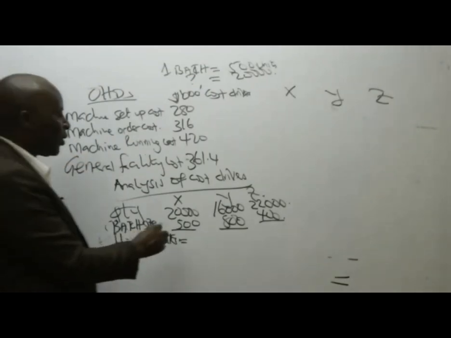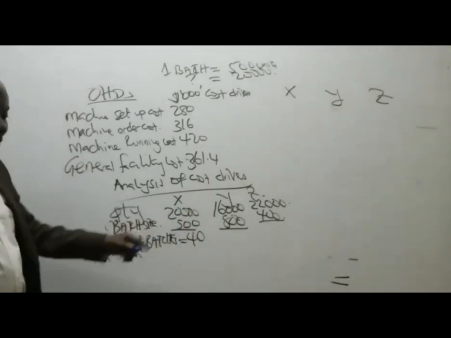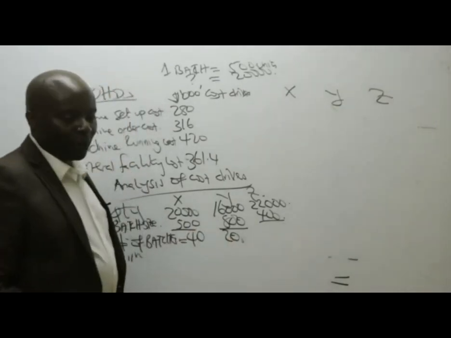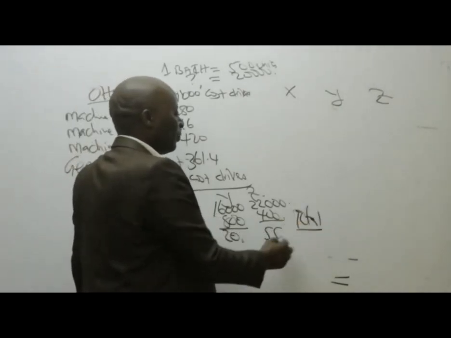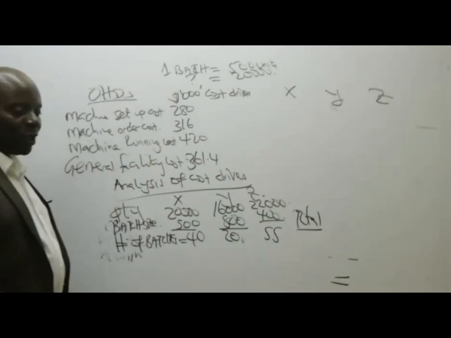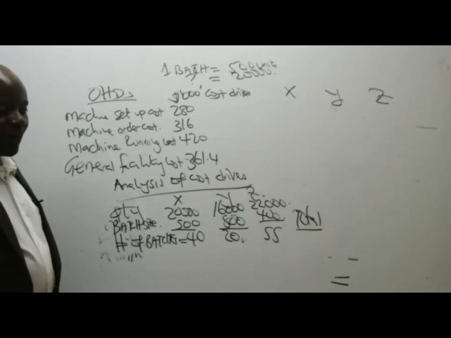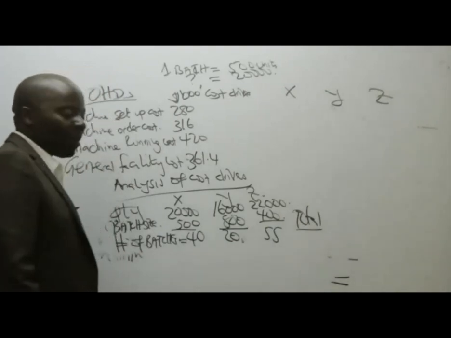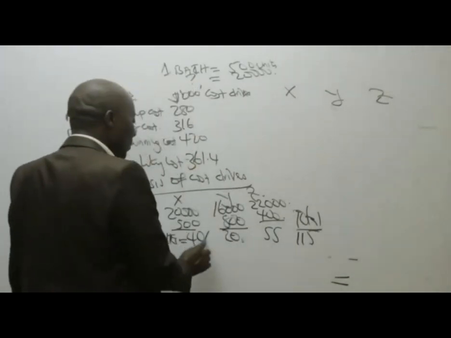So the first one is 40. The second: 16,000 divided by 800 will be 20. The third, 55. So please give me the total: 40 plus 20 plus 55. Is it 5.5? 55, please be keen. Total of this plus this plus this comes to 115. So once I get this 115, I know these are my proportions.